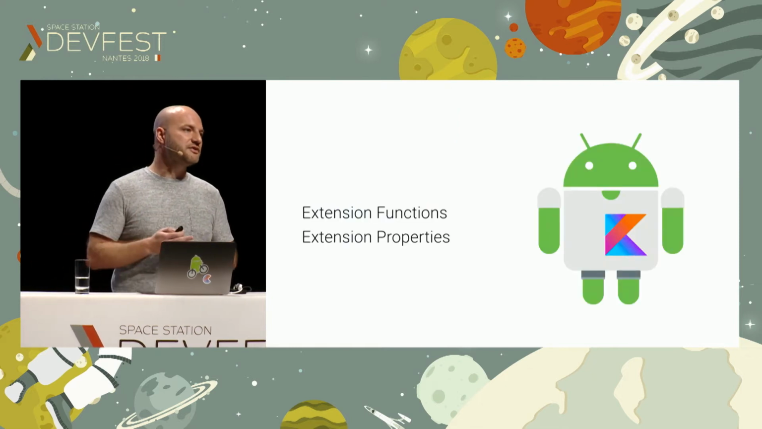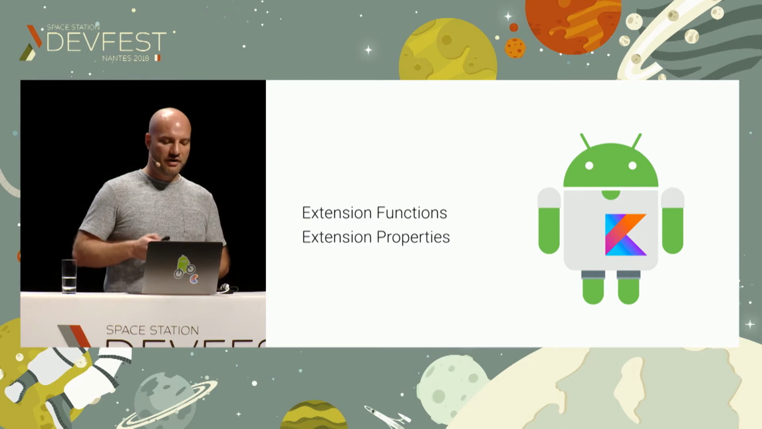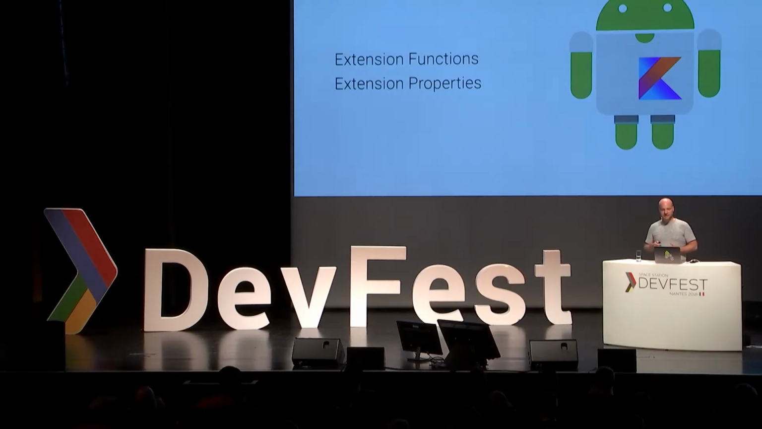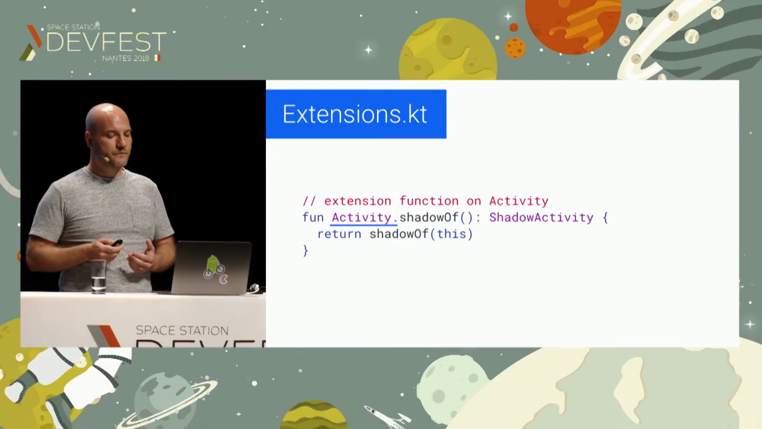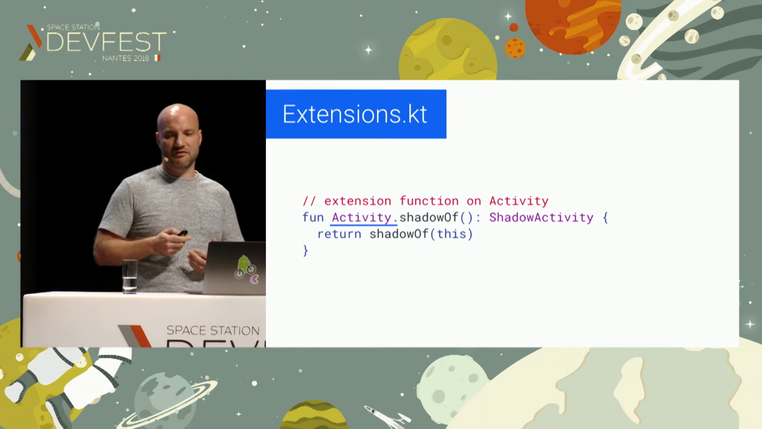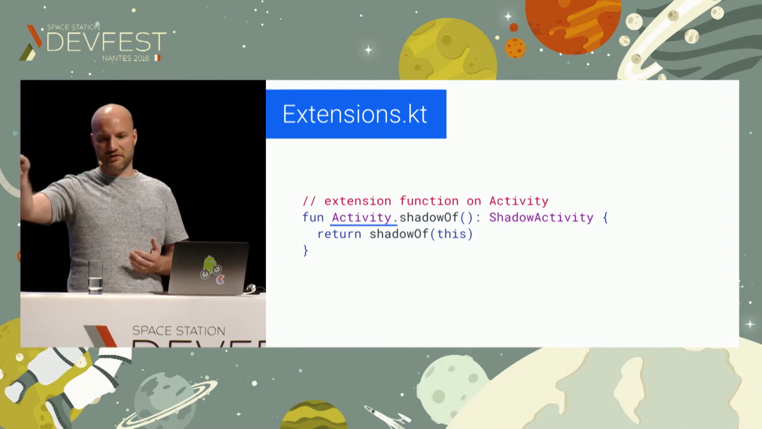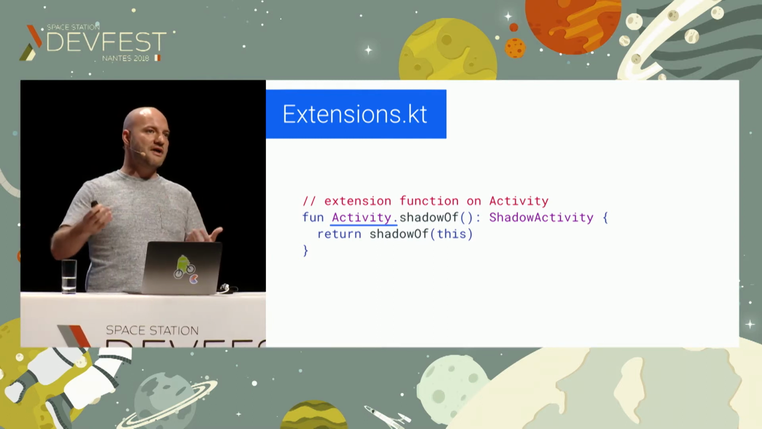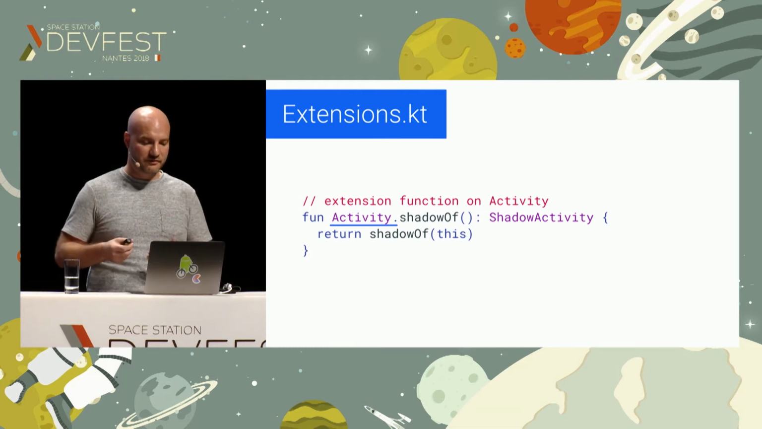Kotlin provides extension functions and extension properties to do exactly this. An extension function is an extension of an existing class. It adds a member to the class that already exists. Likewise, an extension property can add a public getter to a class that already exists. Well, let's take a look at how this works. So I'm going to use the extension syntax that's shown here. We're going to add an extension to the activity class by saying Activity.methodName. So this is saying there's now a method on the activity class called shadowOf.